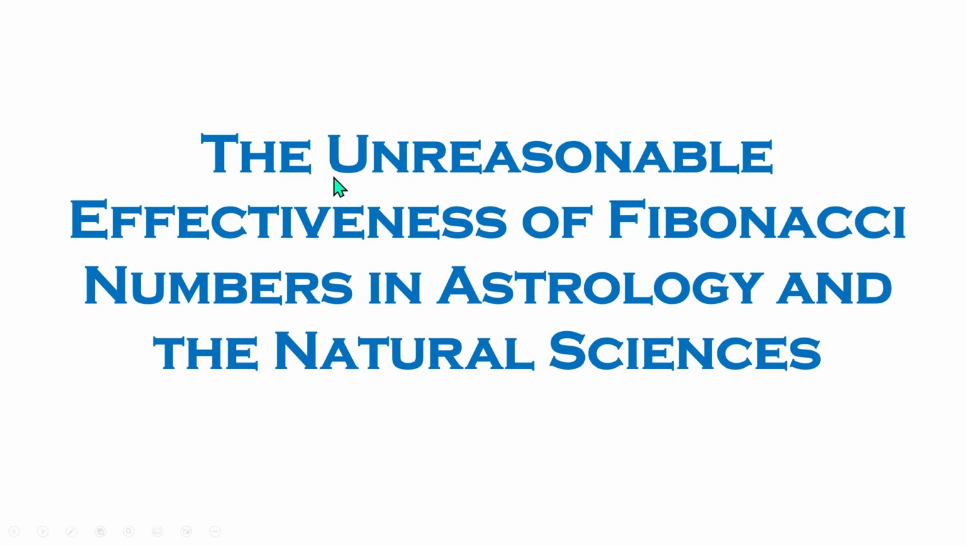I've titled this presentation, The Unreasonable Effectiveness of Fibonacci Numbers in Astrology and the Natural Sciences. And this title is based on a very famous paper published back in 1960 by physicist Eugene Wigner that was titled The Unreasonable Effectiveness of Mathematics and the Natural Sciences. And the conclusion of that paper was that once you get a good mathematical model for physics, then anything which is true within the mathematics also tends to be true within the physical world.